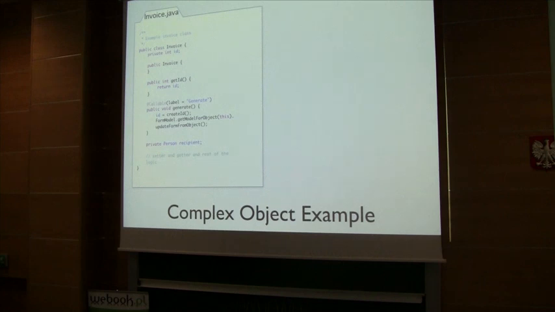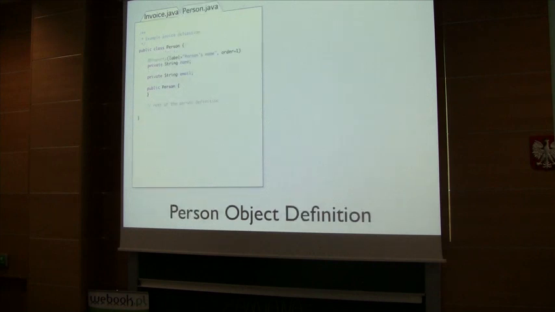Let's go for something slightly more complex to actually show you the power behind that. We need to send the invoice to somebody, so let's go with a person object. Let's assume that this is not our first application, so we had a person class ready from the previous project. We just copied it into our new application. Again, very simple. There is just a name and an email for now.